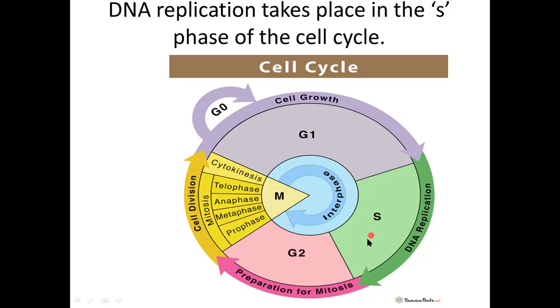So in between, what is there? S phase. So S phase is the DNA replication phase. The DNA gives rise to a copy of itself. All these three phases are interphase, and then this is a division phase. So this is just the revision.